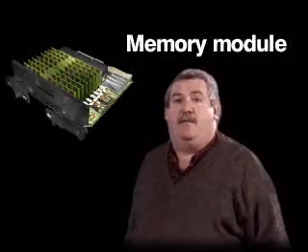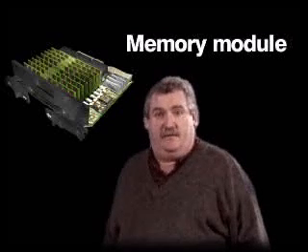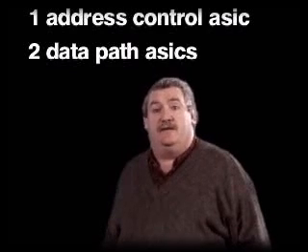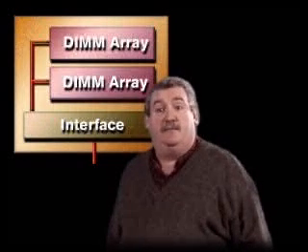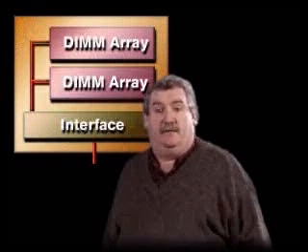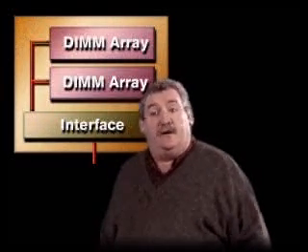Now let's talk about the memory module. It consists of an interface to the quad switch, which is implemented by 1 address control ASIC and 2 data path ASICs. This interface talks to the memory array, which consists of 2 separate arrays of 4 DIMMs each. This gives us 8 banks of memory, which we can 8-way interleave. With 4 memory modules in a quad processor, we can get 32-way interleaving.